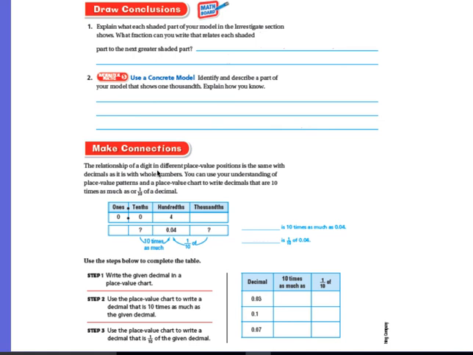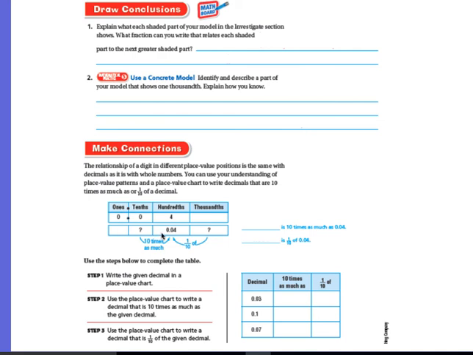So if I look, the relationship of digits in the different place value positions is the same with decimals as with whole numbers. You can use your understanding of the place value patterns and the place value chart to write decimals that are 10 times as much or 1/10 of a decimal. We did this with whole numbers. We struggled a little bit, so let's see if it's with us.